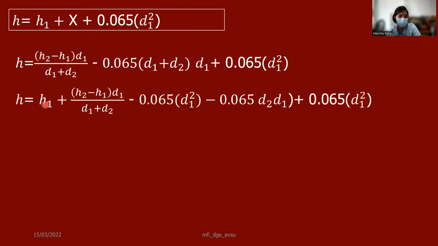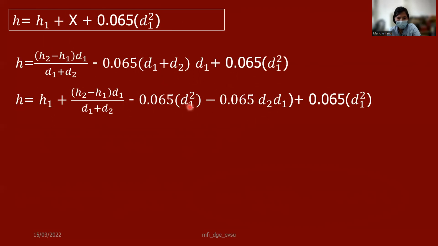ito na yung ating h1. So this is h1 plus x. Yung ating x is this whole value here. This is our x plus yung ating 0.065 d1 squared. Andito yung ating 0.065 d1 squared. So pwede natin siyang i-cancel out, right? So you multiply this one, distribute lang.